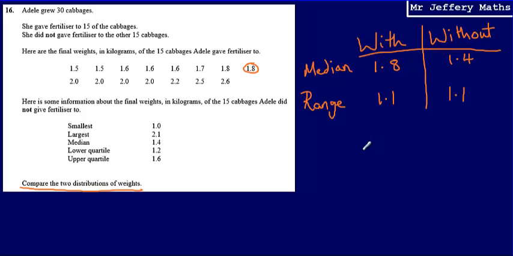Like I said, there are further tests that you can actually do to figure out whether the differences between the two medians are reliable and that it is a significant difference, but we're not asked to do that here. We're just being asked to compare the two, and so the median is larger with than without, and the range is the same for both.